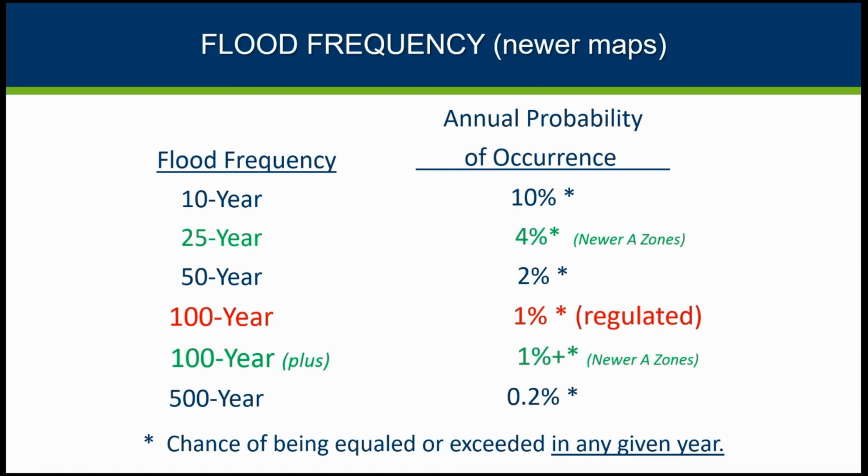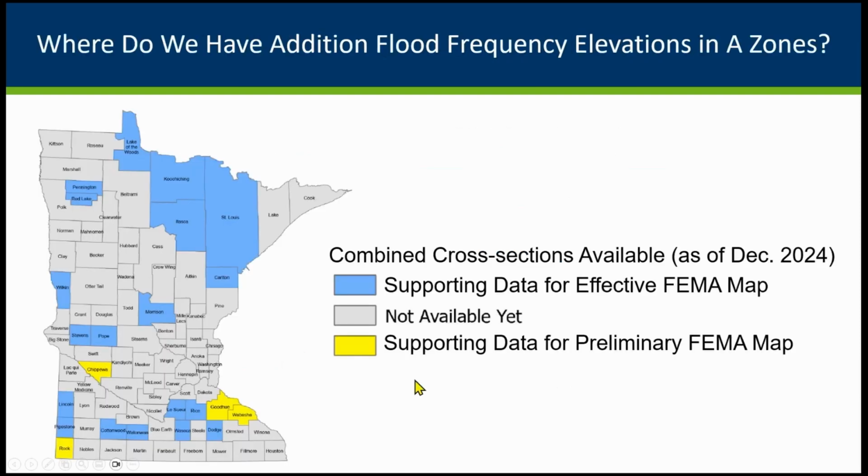So in many cases, and I'm going to go to a map that shows the counties in the state where we have other frequencies in the A-zone models. So you can see here, we've got quite a few counties in the state where they didn't just calculate the 1% water surface elevation that we're showing in the pink lines, but they also calculated typically the 10-year, the 50-year, and the 500-year. And then some of the more recent ones, they've got that 25-year and what we call the 1% plus.